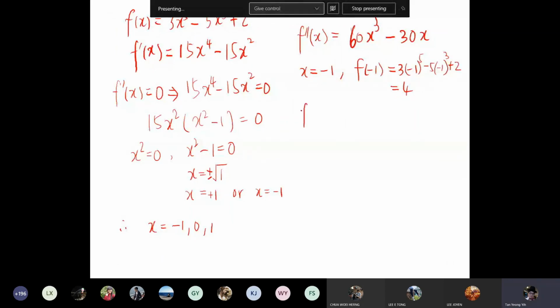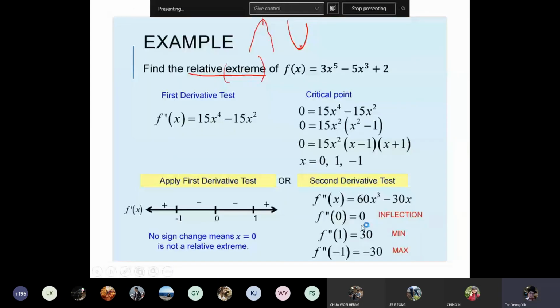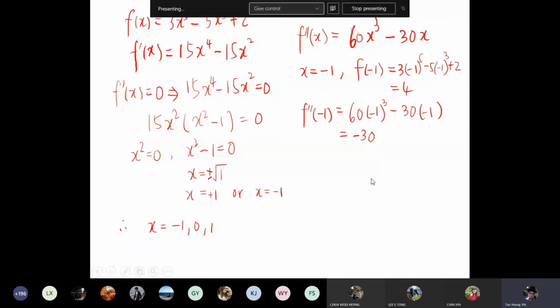Okay, now I test on the second derivative. Substitute here: 60 times -1 to the power of 3 minus 30 times -1. And the answer I get is -30. Okay, I check. Easy, I'll check from here. -30. So the answer here, this is less than 0.